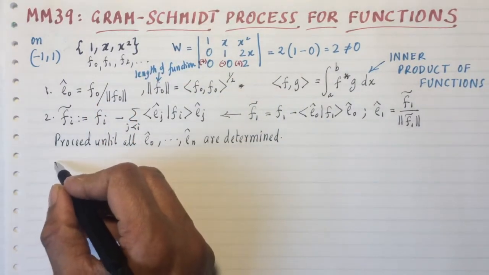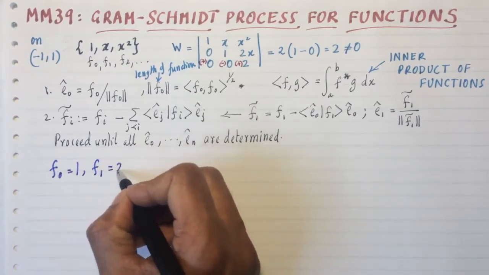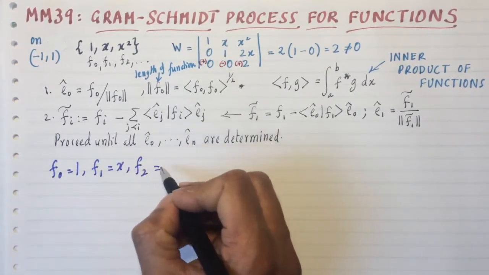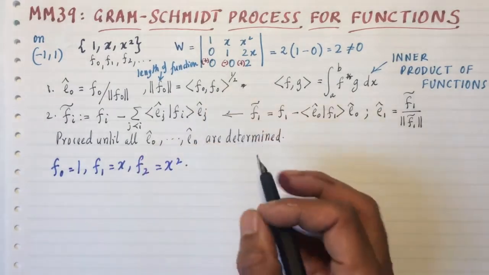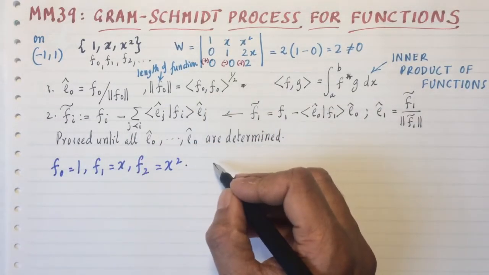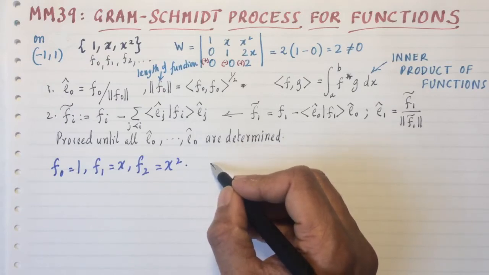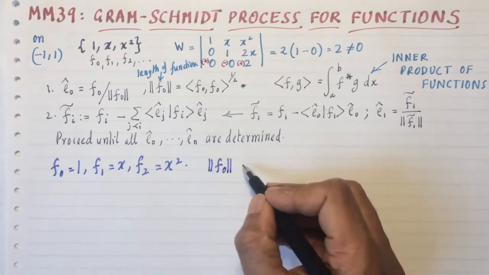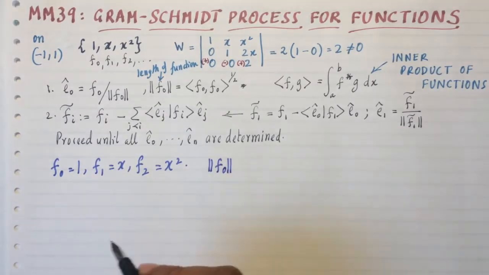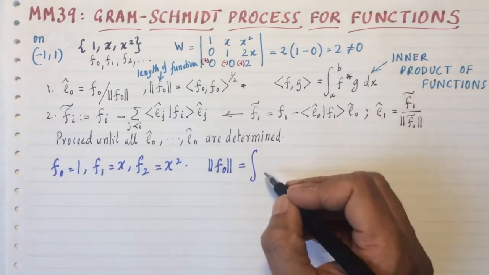So in this case, f0 equals 1, f1 equals x, and f2 equals x squared. We're going to systematically apply the algorithm above to this. Let's find out what e0 is first. Well, I have to first find what the length of the function f0 is. You may think, oh, the length is just 1. Be careful, it's not 1. You have to do the integral.